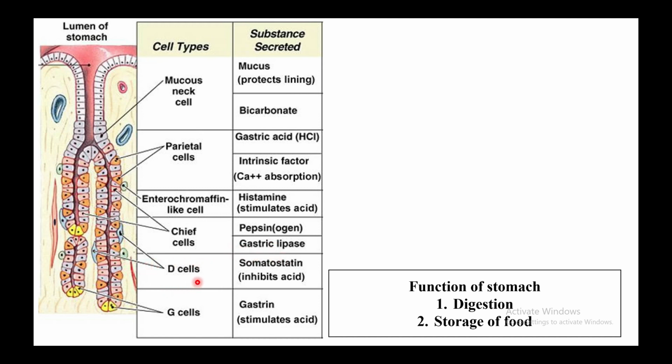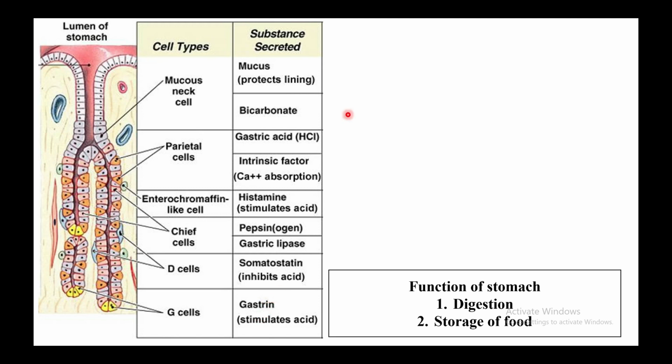There is a delta cell, and this delta cell will produce somatostatin, which helps in the inhibition of acid. For example, when there is excess acid and it has a chance of damaging the layer or lining of the stomach, this delta cell will inhibit the excess secretion of acid. In this way, the delta cell helps. Similarly, you can see the G cell that will produce gastrin. For example, when there is less secretion of acid, gastrin will help increase the secretion of HCl, and that helps in digestion.